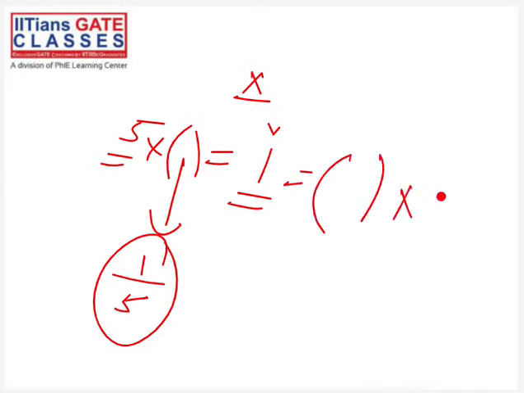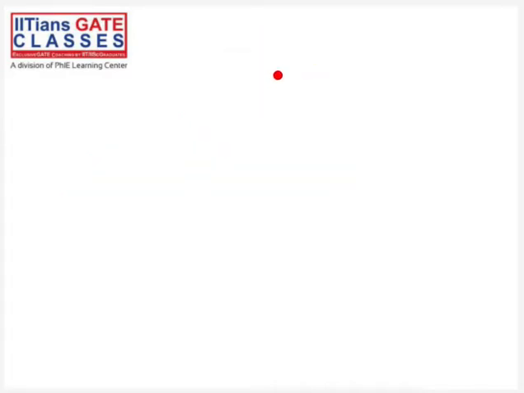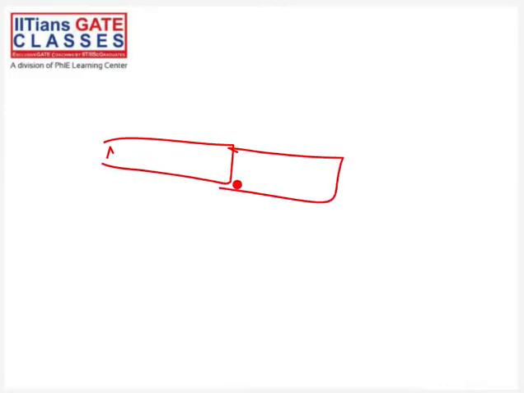Also, what should I put here such that I will get 1? So I should put 1 by 5. Hence we can say that this 1 by 5 is inverse of 5 for this multiplication operation. So you can see there is one more thing you can check out. This inverse is basically similar to checking for identity element. We have seen how to check for identity element, and checking for inverse is also similar. You can see these two sides you have to check.